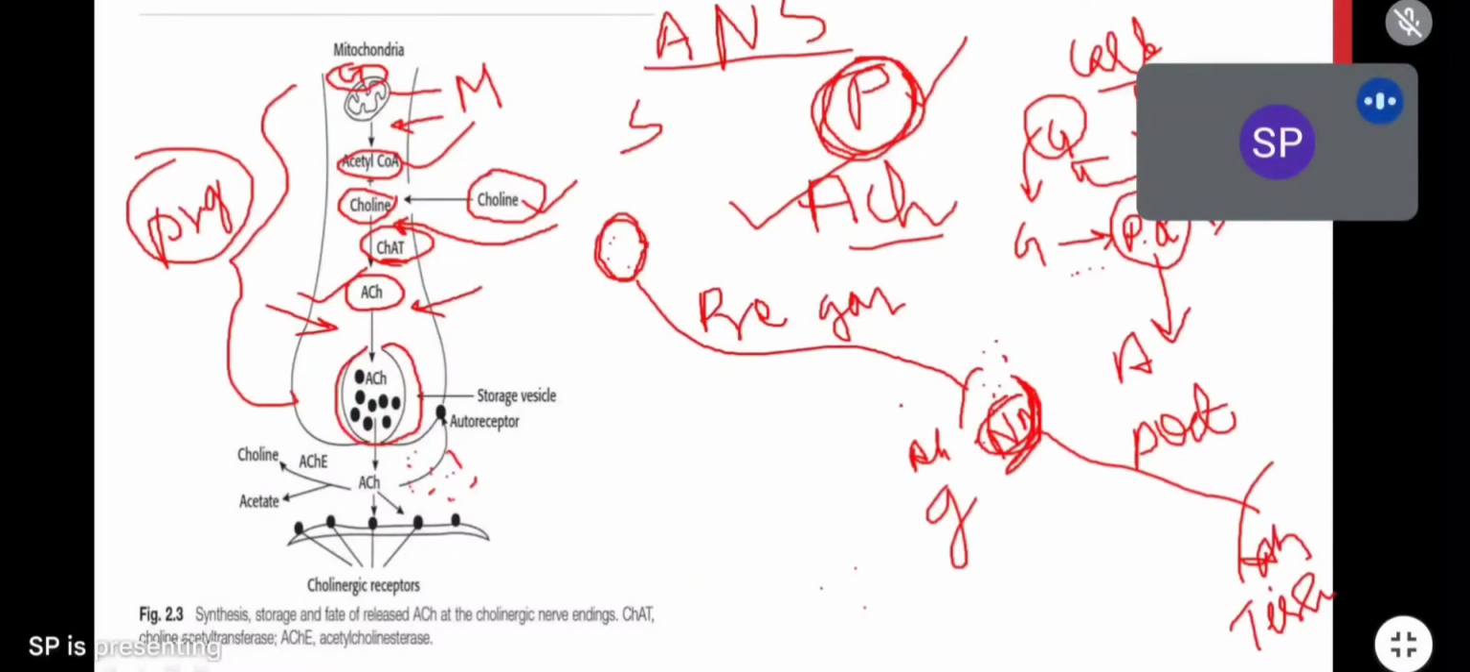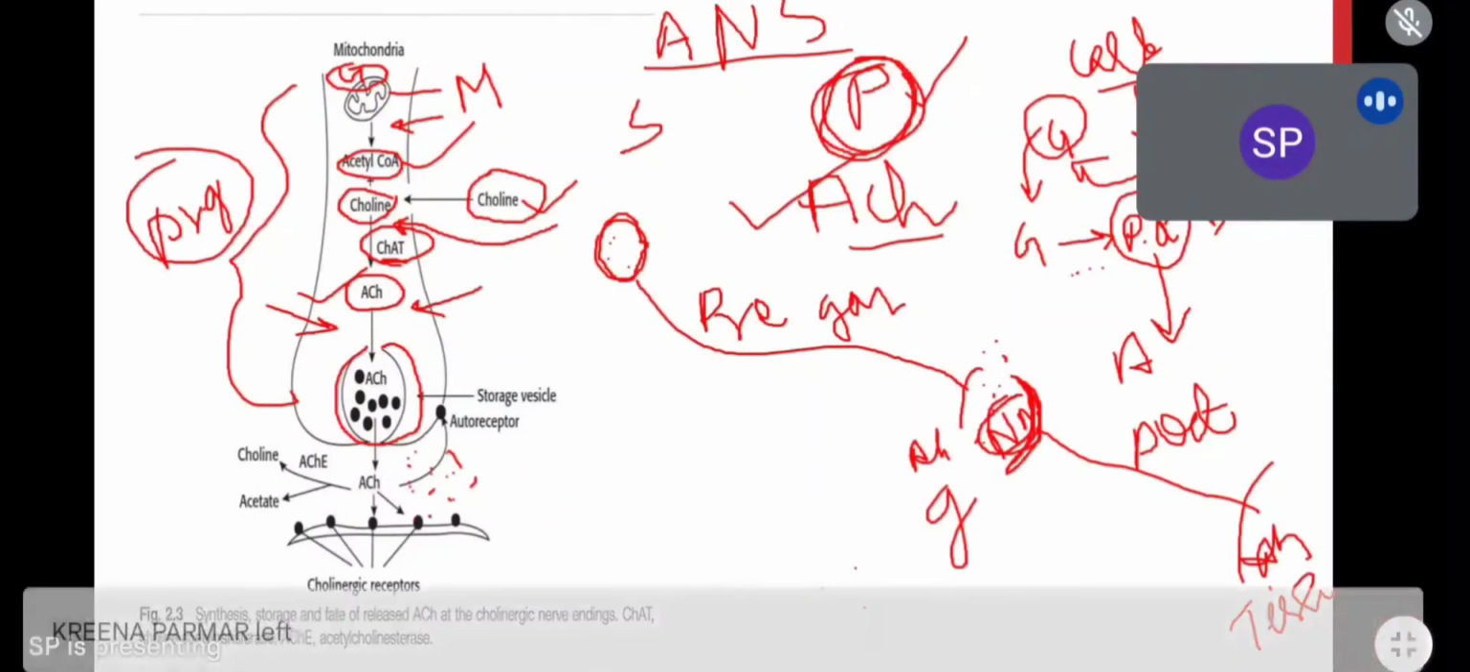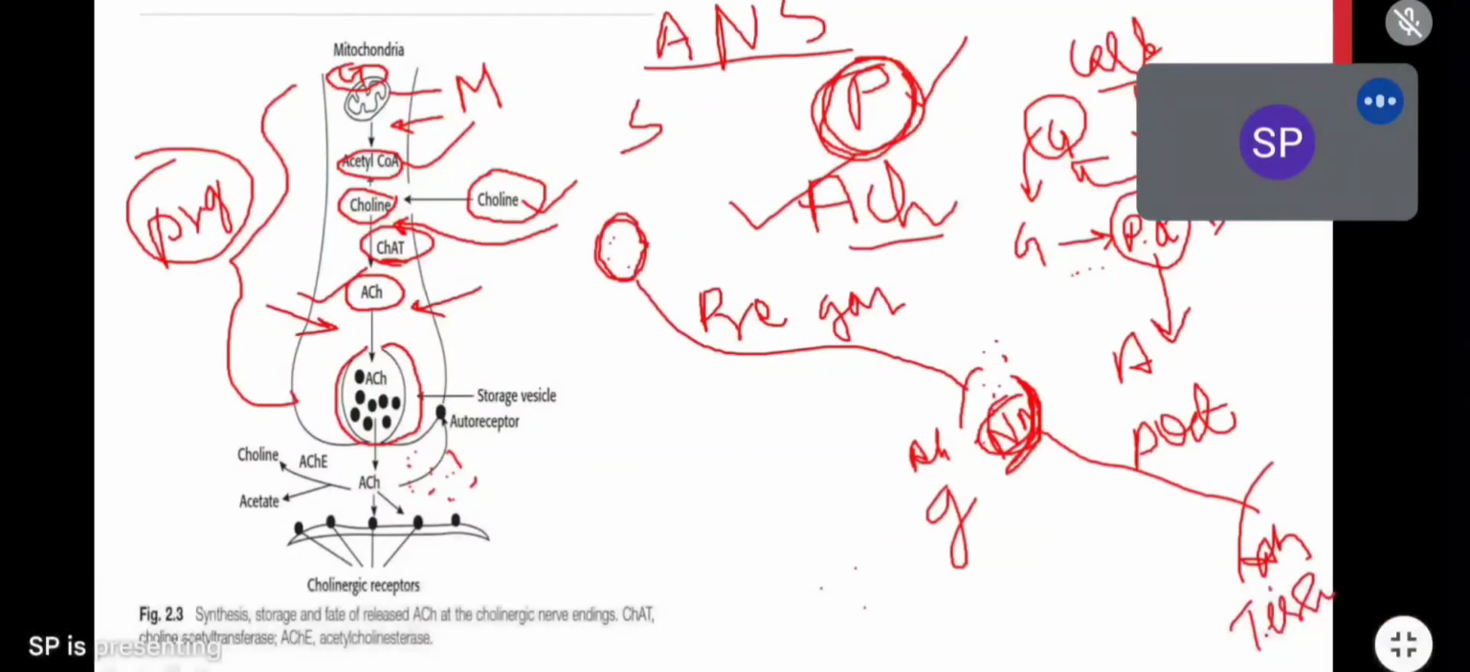This is the general physiology. Acetylcholine is synthesized, acetylcholine is released, and when it is released, it will go and fall on the receptors. About the receptors I'll explain now. Now you see, a very, very important concept. Everyone, listen carefully.